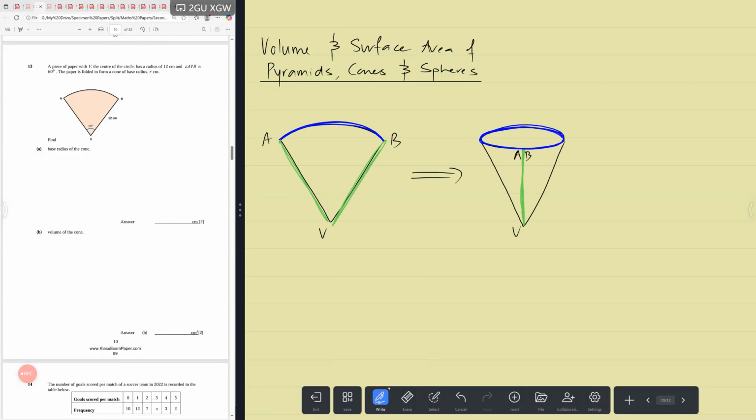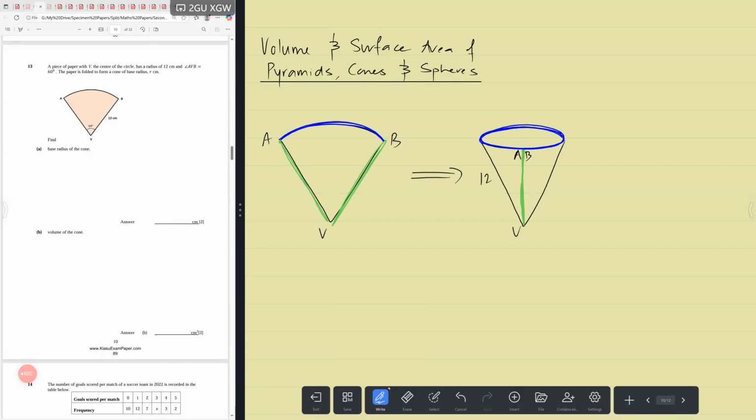So what happens when you fold it into a cone? This is what you get. Basically we can safely say the slant length of this cone is 12 cm here, which is the radius. The radius of our original AVB becomes the slant height of our cone. Something that you all need to understand, the concept, and be able to visualize.